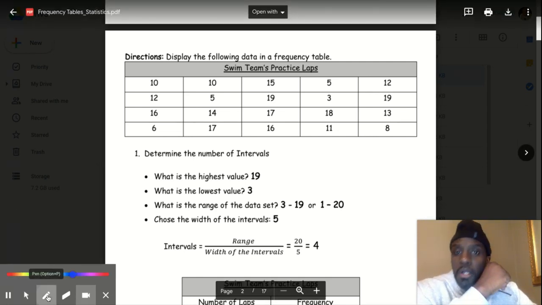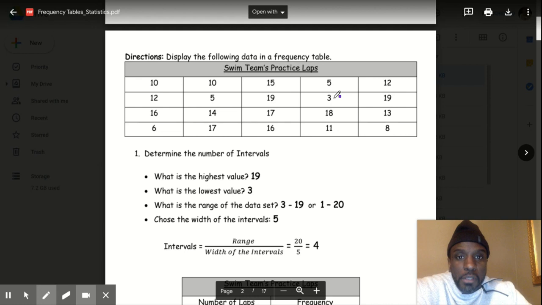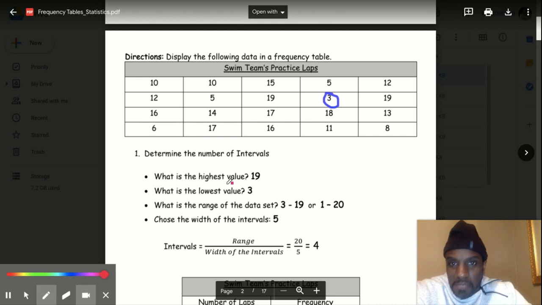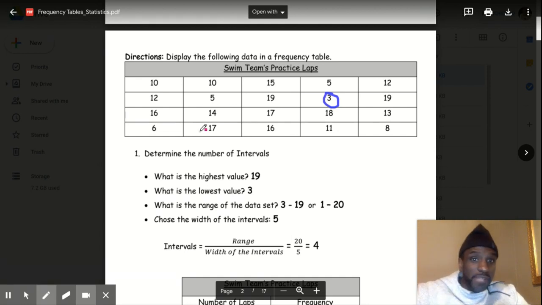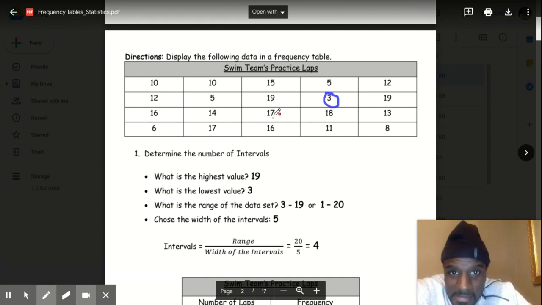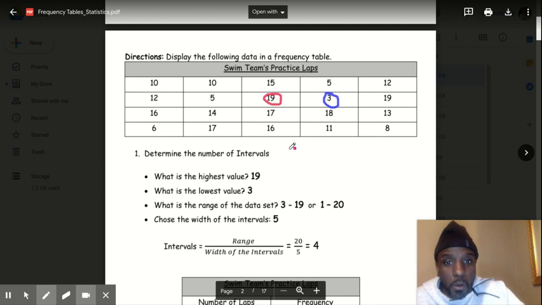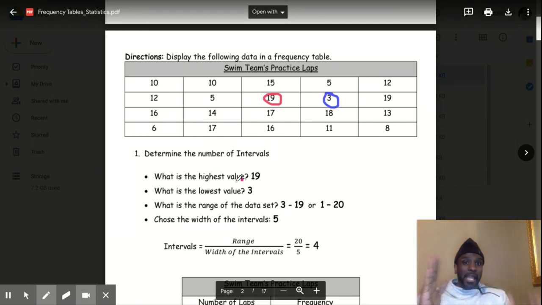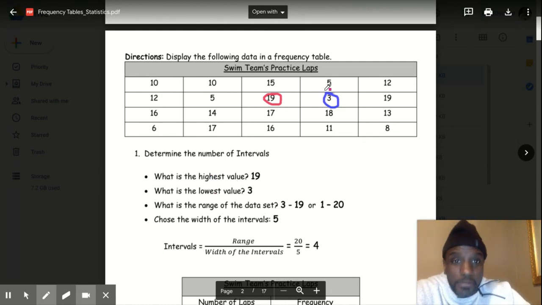First of all, looking at my data, the lowest that someone swam is right here, 3. The highest amount of laps that someone did, I see 16, I see 17, I see 18, 19. So it looks like my data goes between 3 laps all the way up to 19. It doesn't go to 20. It goes from 3 to 19. So the highest value is 19 right here. What is the lowest value?